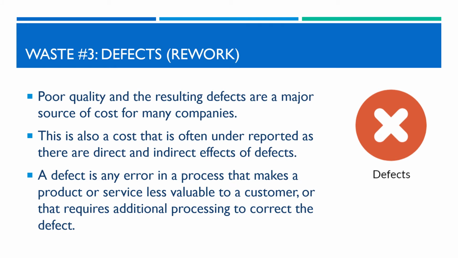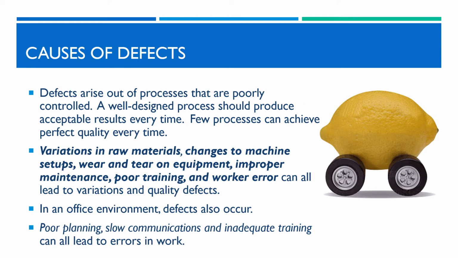Poor quality, and the resulting defects, are a major source of cost for many companies. This is also a cost that is often underreported, as there are direct and indirect effects of defects. A defect is any error in a process that makes a product or service less valuable to a customer, or that requires additional processing to correct the defect. Defects arise out of processes that are poorly controlled. A well-designed process should produce acceptable results every time.